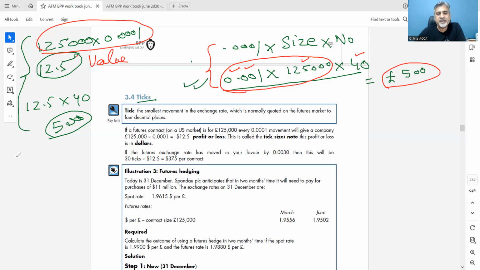Oh, one tick is 12.5. This is what the traders do in the market. Traders use this one in the real market. How much is the size of one tick? Value of one tick. One tick is 12.5. How many ticks did you move up or how many ticks did you move down? That's what you find out. So this is actually the academic way of doing it, and this is the market way of doing it. You can use any one of them.